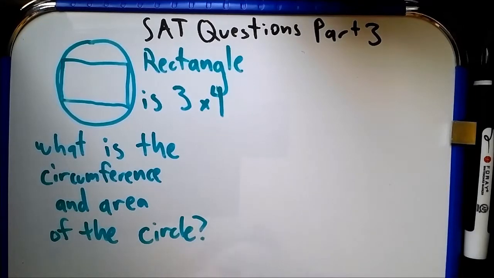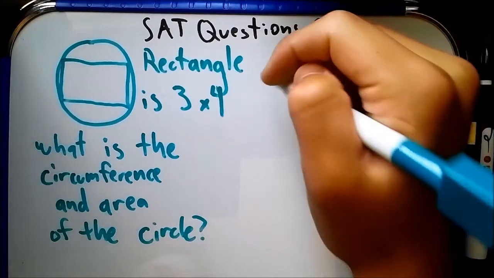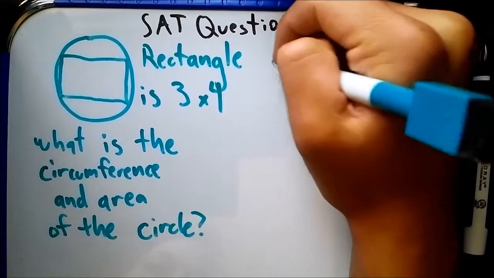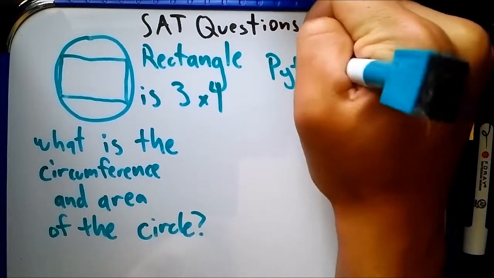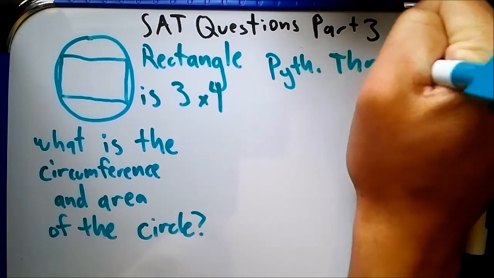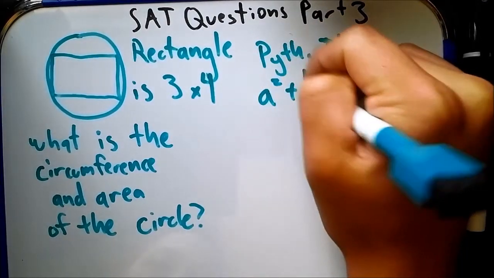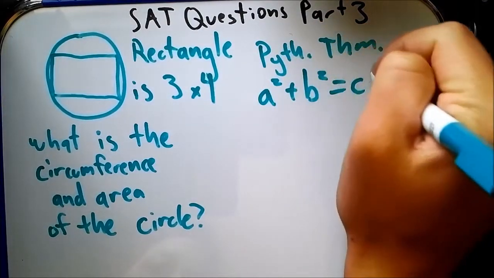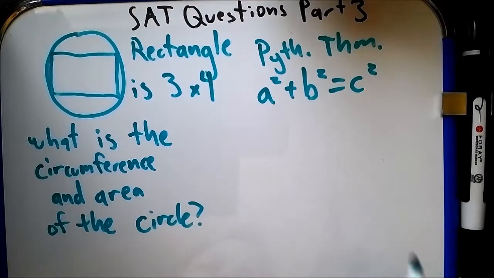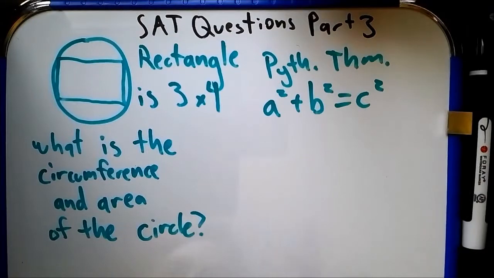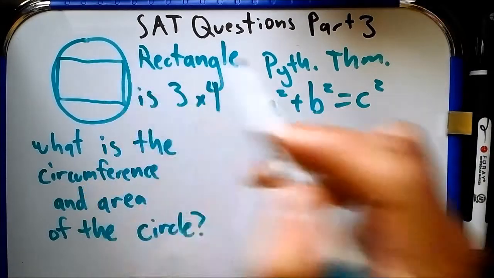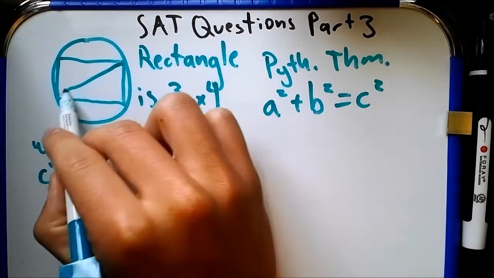Well, to find this out, we need to know one thing, which is the Pythagorean Theorem, which is a squared plus b squared equals c squared. Now remember, this is only useful on right triangles, which in this case, this is a right triangle. So let me just draw this right here.